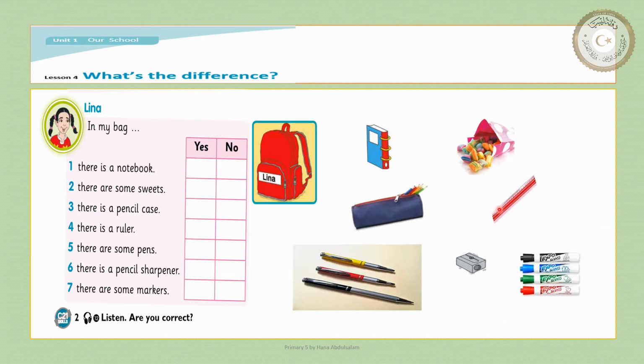Ruler. Is there a ruler? Yes? No? Okay. Are there some pens? No? Or yes? Is there a pencil sharpener? Where? In Lena's bag. Yes. Okay. What about markers? Are there some markers in Lena's bag? No. Okay. Let us check now.